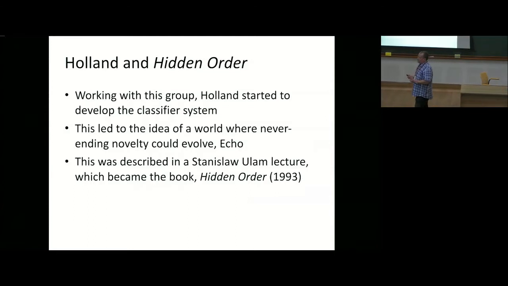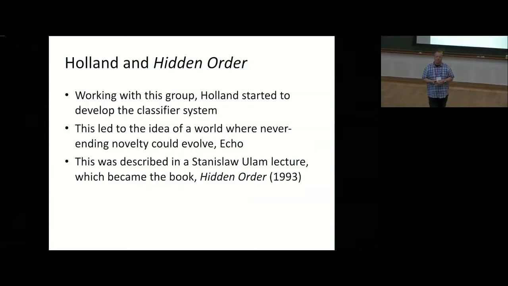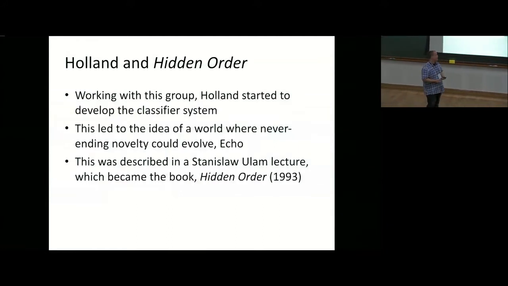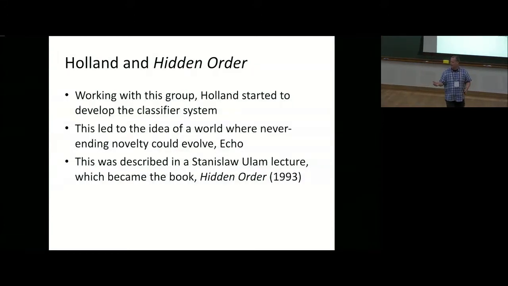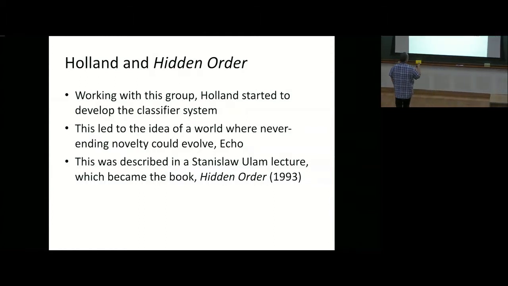Working with this group, Holland actually developed something called the classifier system, which was an attempt to start to bring a language to adaptive agents, right? And this led to the idea of a world where Holland really wanted to build an agent-based model that would always be new. It would always create new things. The world of what he called never-ending novelty, right? And his argument was that evolution does this. We should be able to incorporate this into a computational simulation, right? And so he developed this model called the ECHO model, which is talked about in this book called Hidden Order.